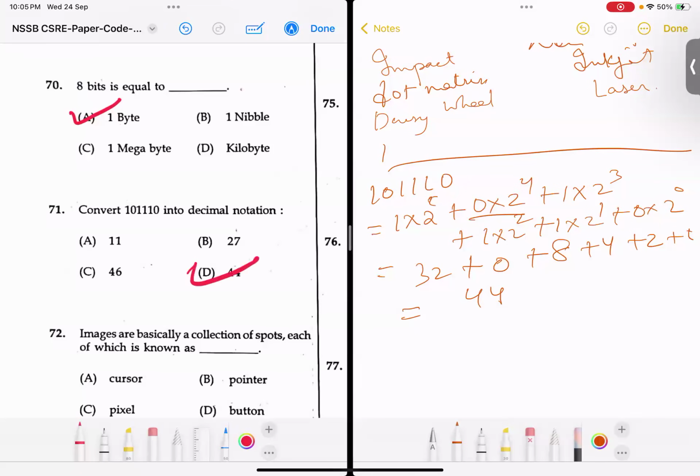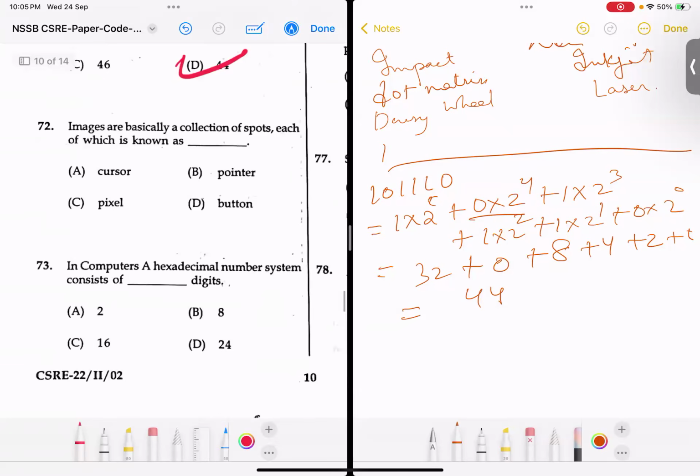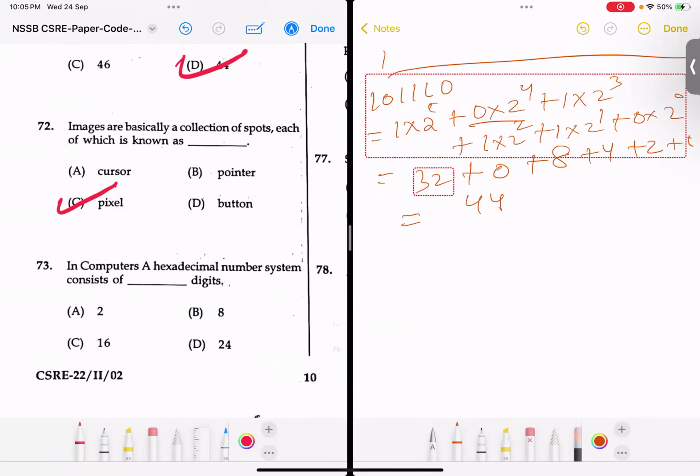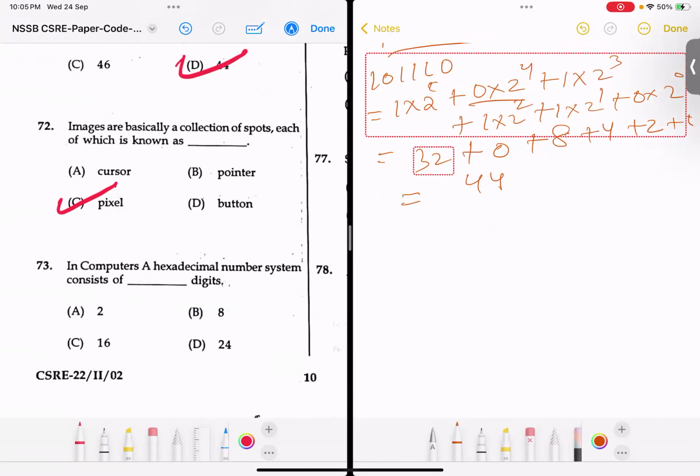The option is 44. Images are basically a collection of spots, and each of these spots is known as a pixel. In computer, a hexadecimal number system consists of, so when we say hexadecimal, it means 16.